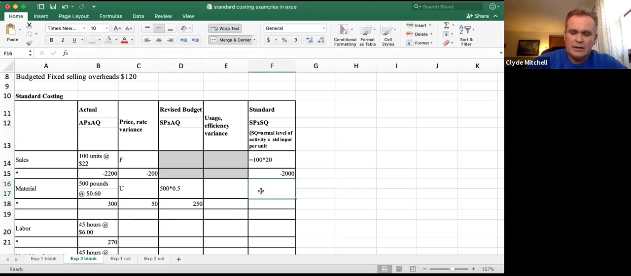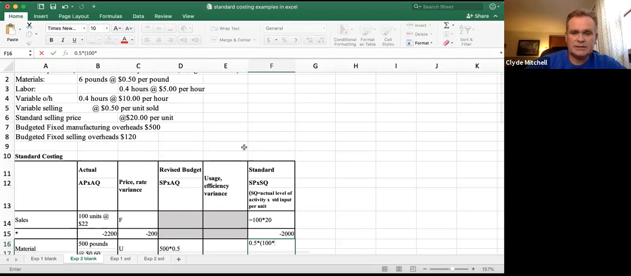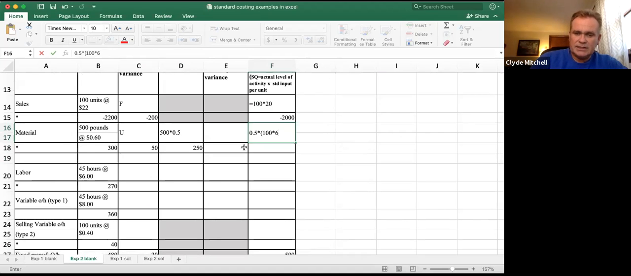Now we're ready to look at our standard. Our standard is going to be the standard price of 50 cents multiplied by the standard quantity. The standard quantity is based on the actual units we produced multiplied by the standard input. What is the standard input? Well, it should take 6 pounds per unit, so we multiply by 6. That's going to be 600 times 50 cents, so that's 300. And our variance is going to be 250 minus 300. Actual is less than what it should be. It is a favorable variance.